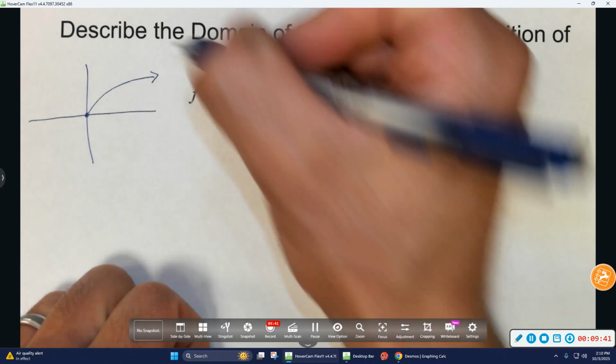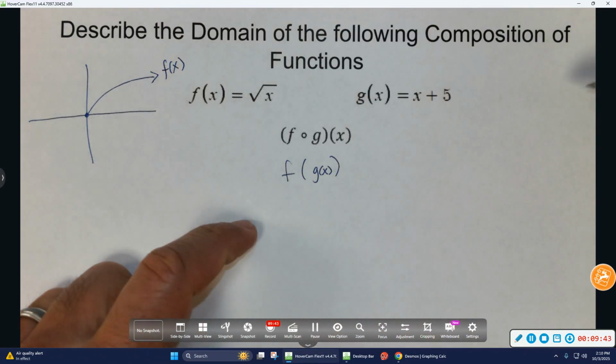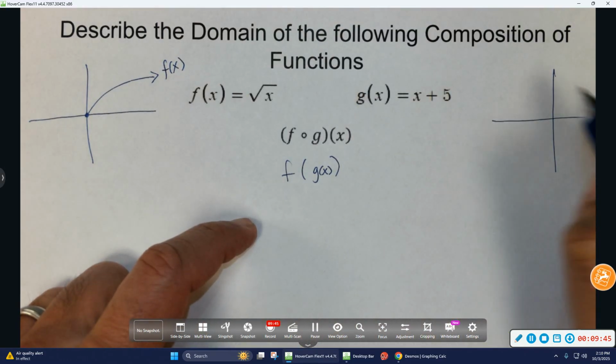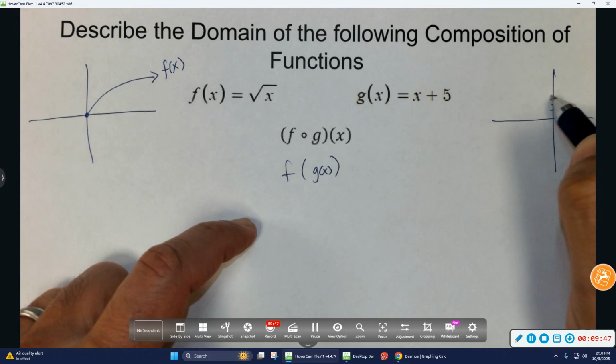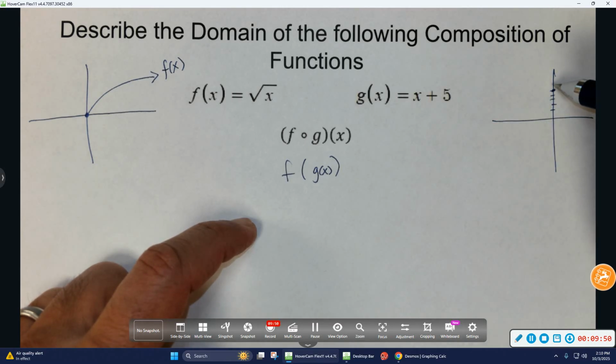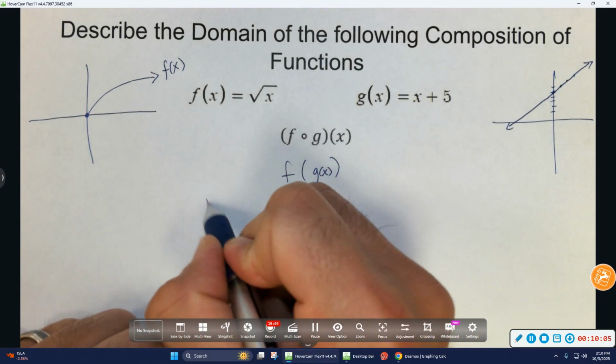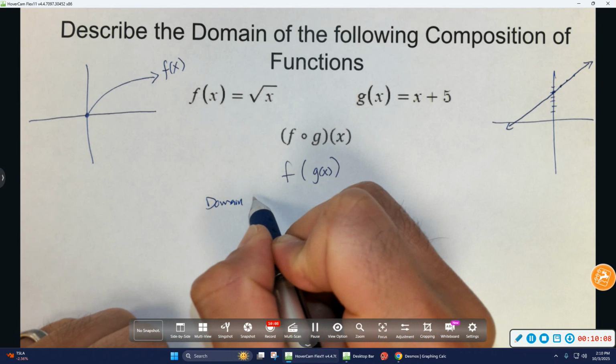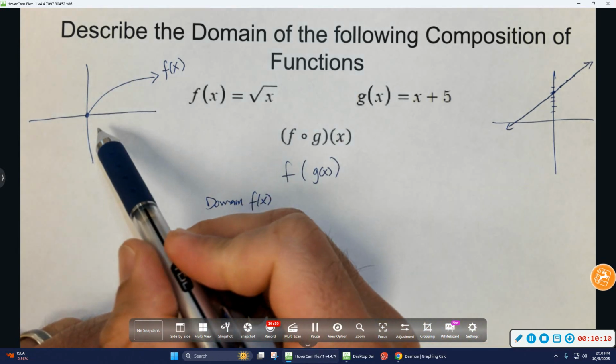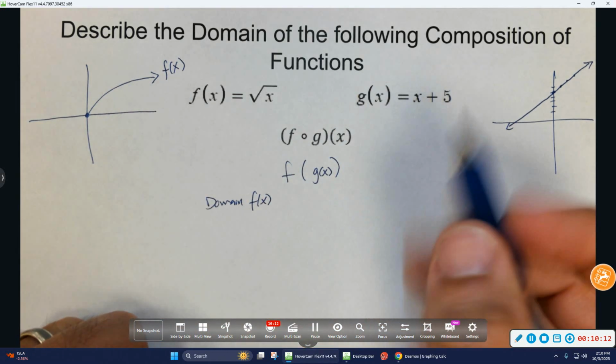The g of x function is going to look something like this. It's going to have a y-intercept of 5. And since the slope is 1 over 1, it'll look something like this. So when I'm doing it by hand, I want to be familiar with what the general graph looks like, right? And I want to define the general functions. The domain for f of x, as you can see, starts from 0 to positive infinity.